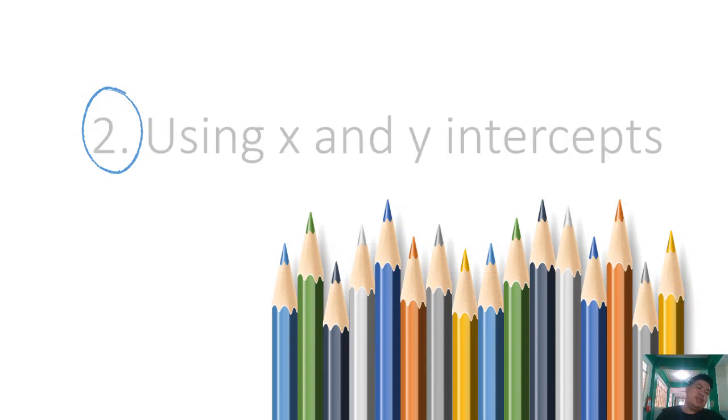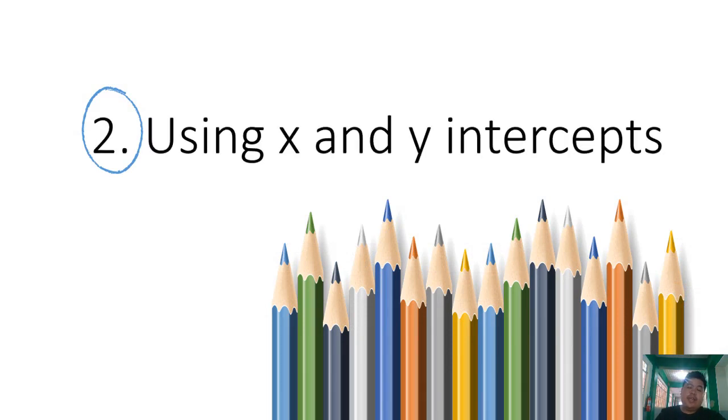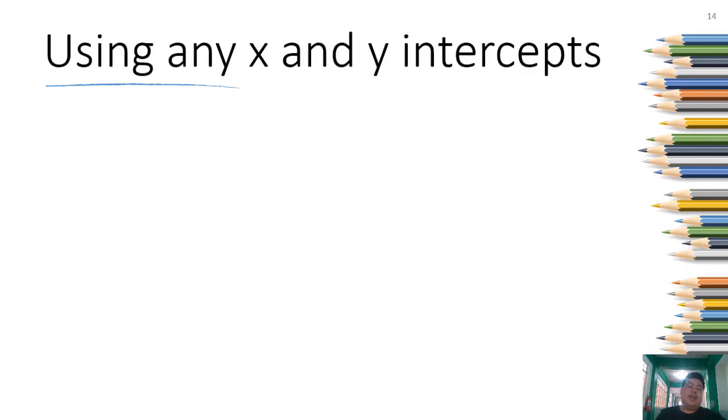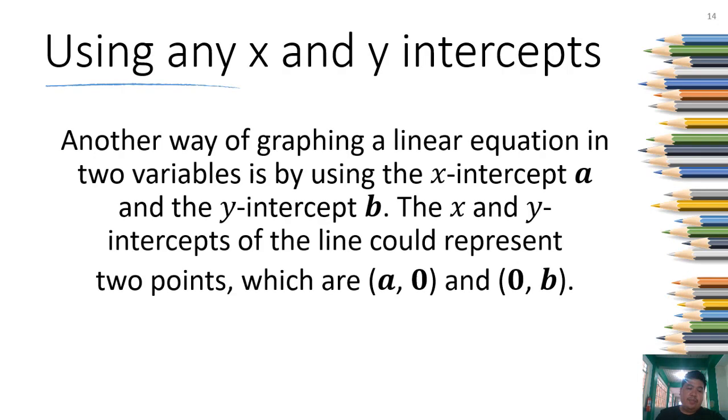Now, we're proceeding with using x and y intercepts. Using the x and y intercepts is another way of graphing a linear equation in two variables, with the x-intercept as a and the y-intercept as b. The x and y intercepts of the line represent 2 points, which are (a, 0) and (0, b).